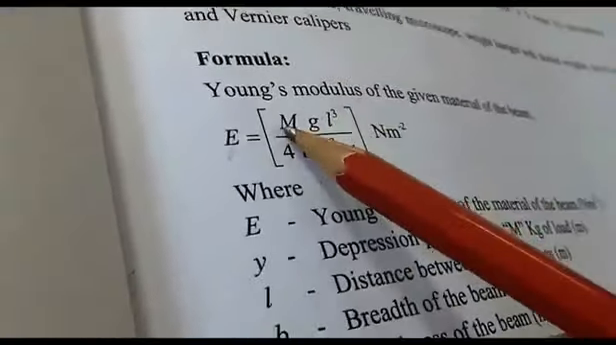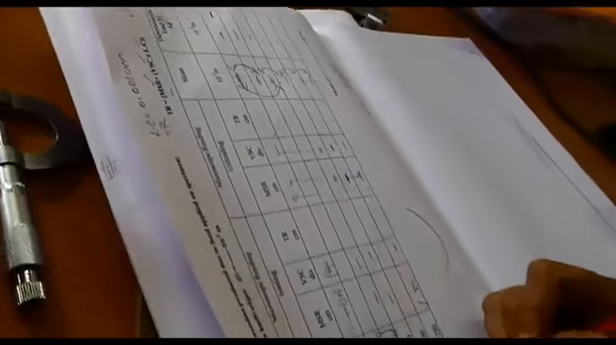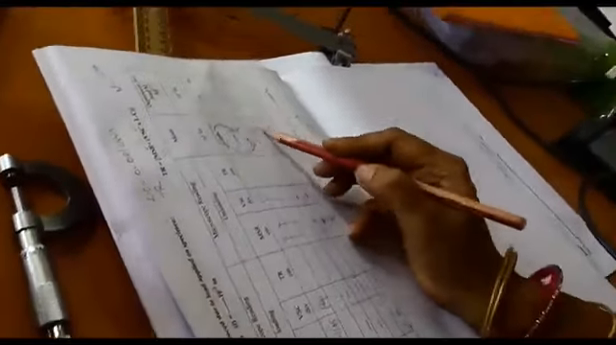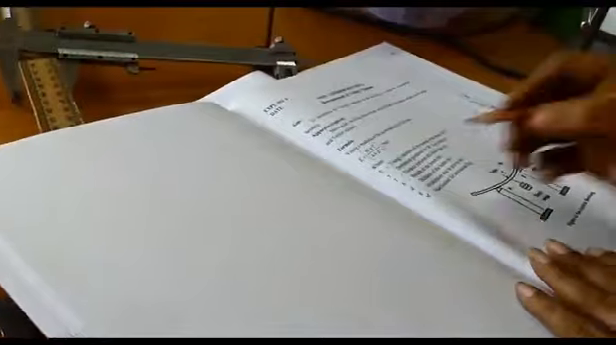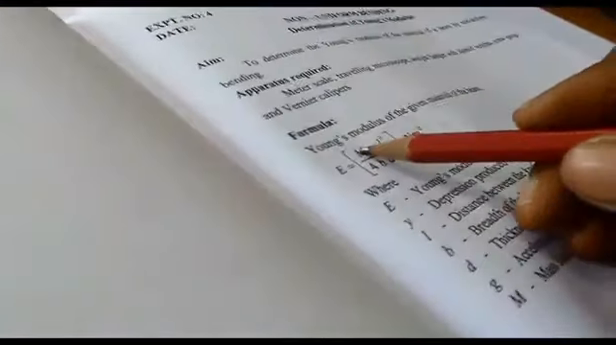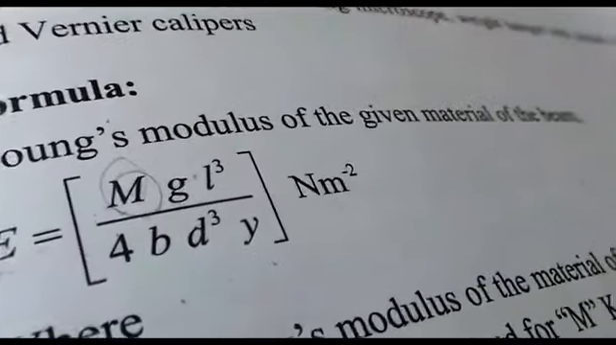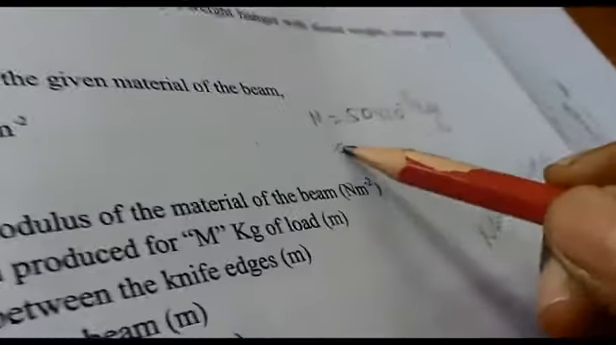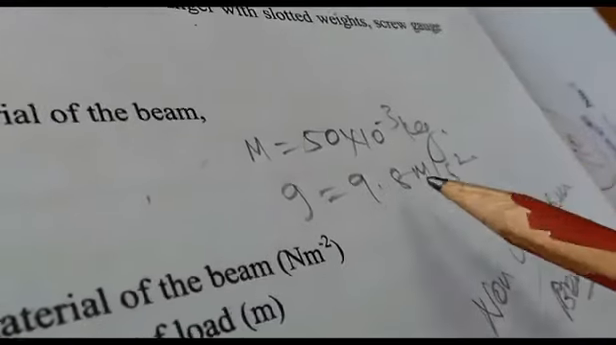M can be substituted as 50 grams because we have taken the difference in the last column between 1 and 2, 2 and 3, 3 and 4, 4 and 5, 5 and 6. Here we have done it now. Between 1 and 2, the difference is 50. So we assigned M as 50 grams. Therefore, M will be substituted as 50 grams, so M is equal to 50 into 10 power minus 3 kg. G is 9.8 meter per second square, the acceleration due to gravity.